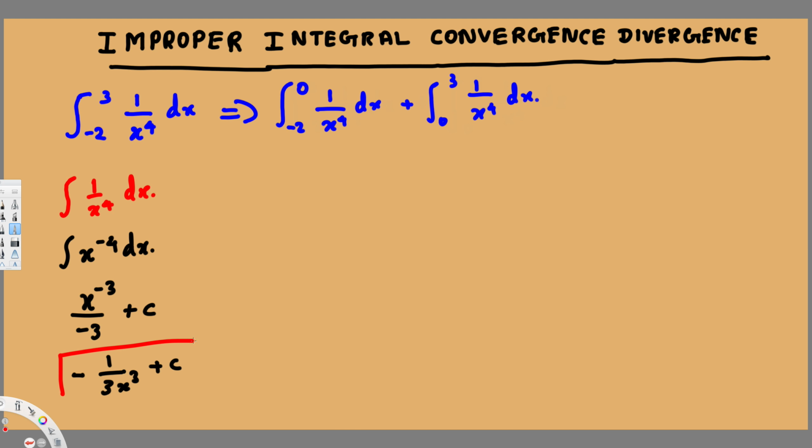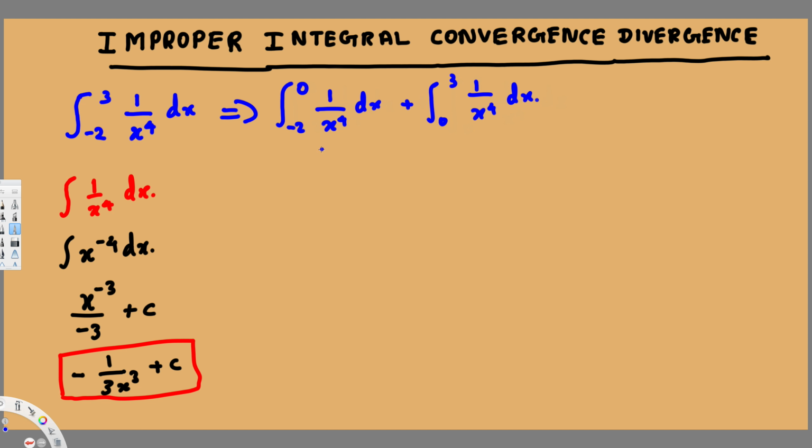Now let's go ahead and solve this one, right? But in order to be convergent, both of them have to be convergent. If one of them is divergent, we can stop right there and say this expression is divergent, right? Now let's see whether this converges or diverges.